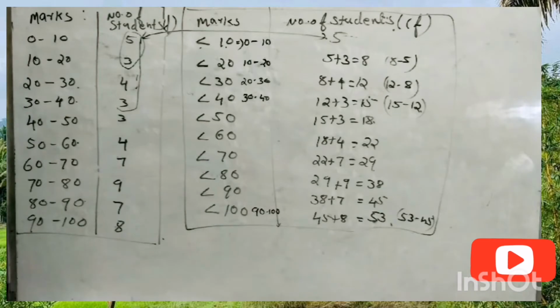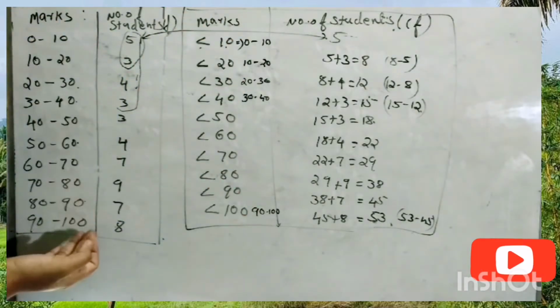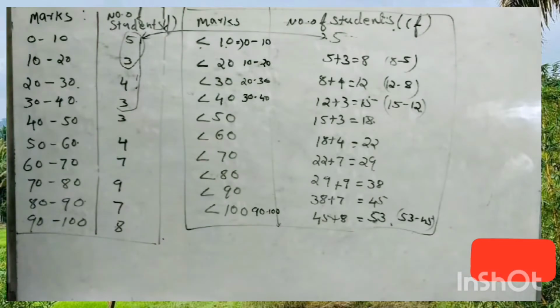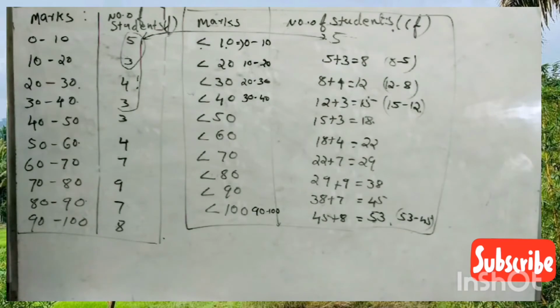Okay, so the first table will be given in the question, and if they ask you to write the less than type table, then just take all the upper limits of your classes and write less than 10, less than 20, less than 30, less than 40, in that way. And the second column, actually, we are writing the cumulative frequency. So less than 10 means we consider 0 to 10 marks, so the same frequency we will write.